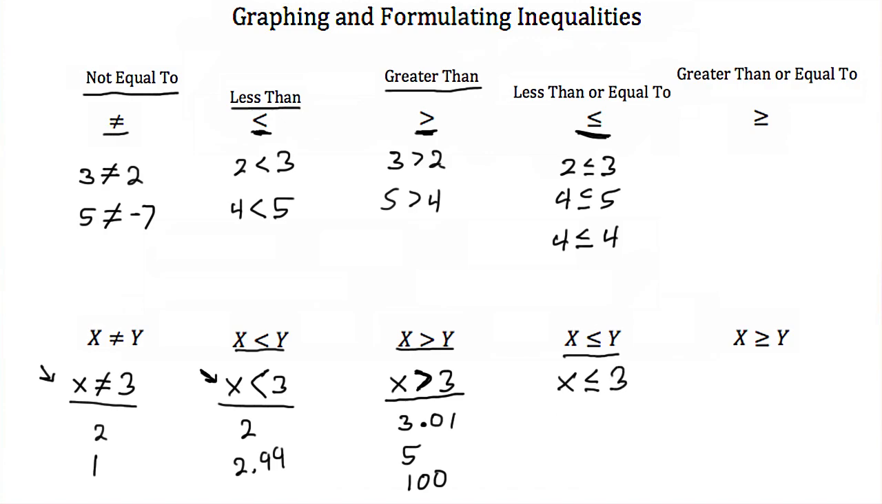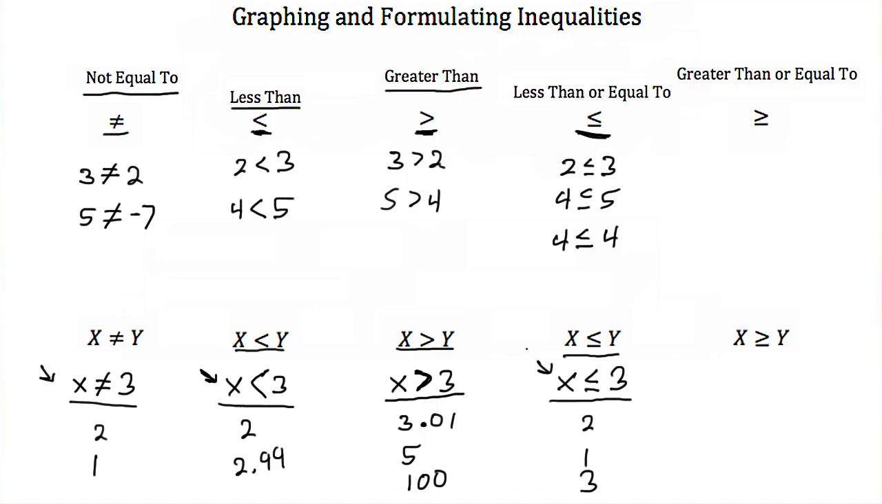Now if x is less than or equal to 3, that would mean, again, 2 would work, and this expression would be correct. 1 would also work, but it would also mean that 3 would be an acceptable answer because of the equal sign. So you could say 2 is less than or equal to 3, 1 is less than or equal to 3, but you could also say that 3 is less than or equal to 3, and this expression would still be correct.